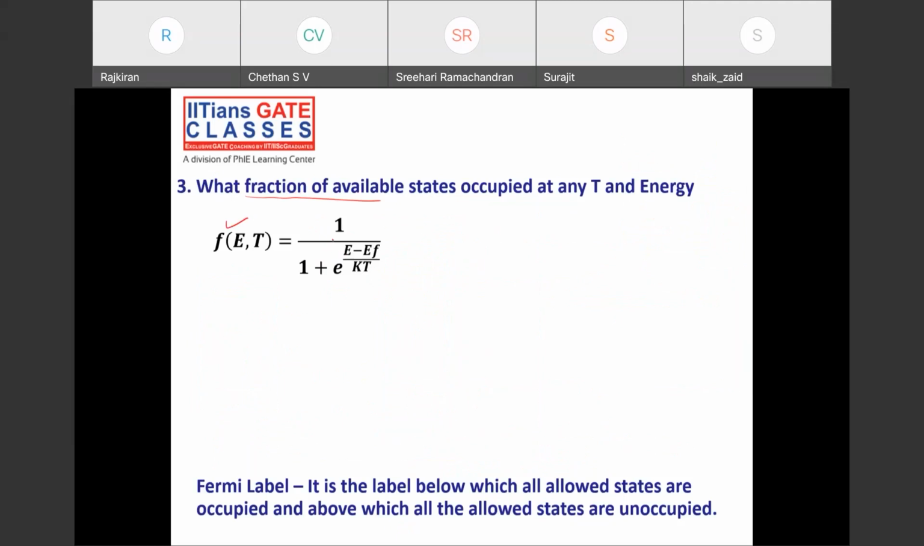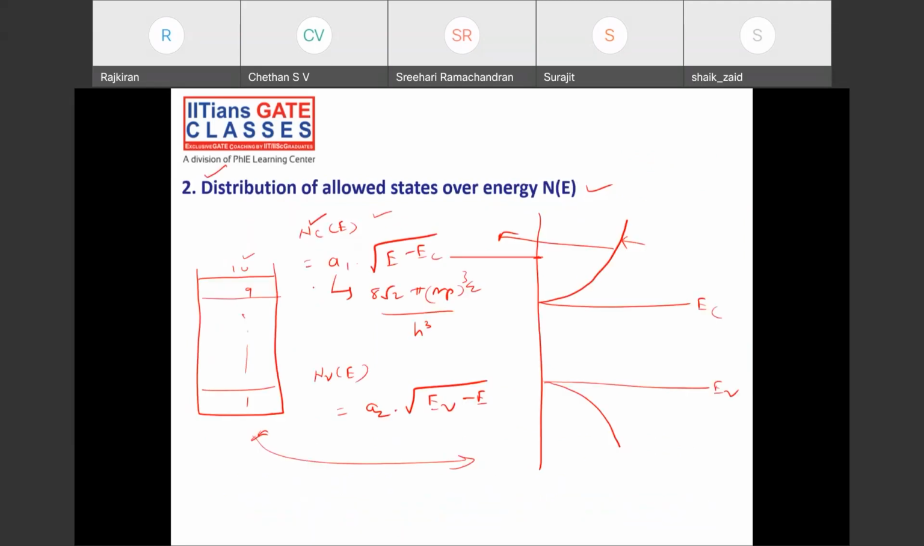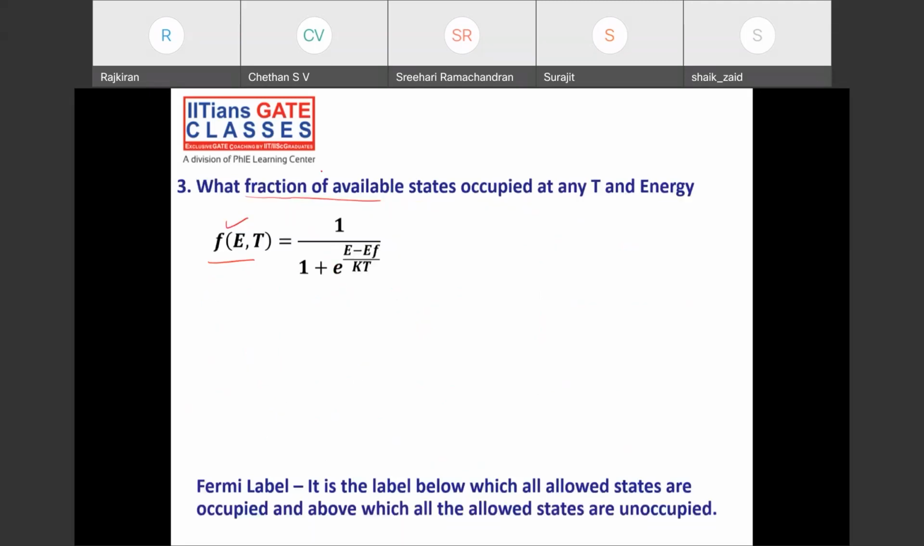What is the Fermi-Dirac function? It will tell me, out of the available states, whether they are occupied or not occupied. It does not tell you whether states are available or not. How many states are available will be given by the distribution function N(E). This F(E) will give you, if a state is available, whether it is occupied or not occupied. Clear?